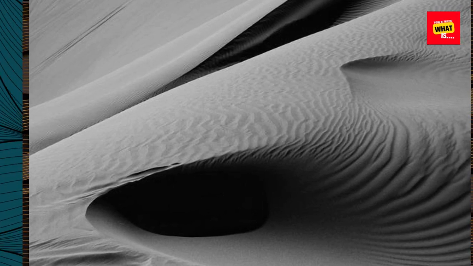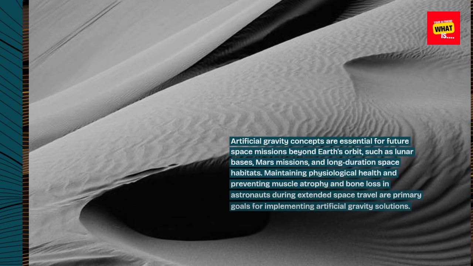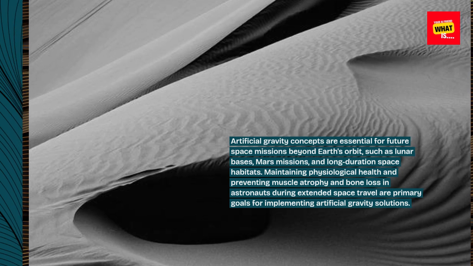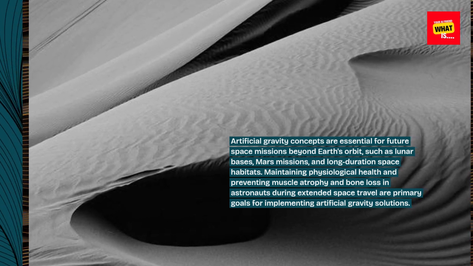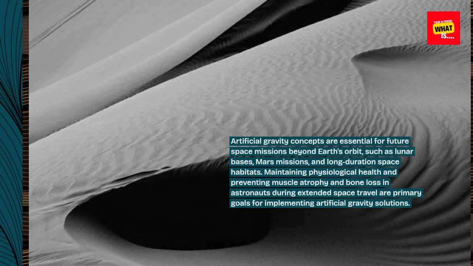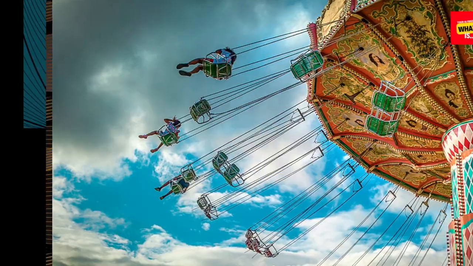Artificial gravity concepts are essential for future space missions beyond Earth's orbit, such as lunar bases, Mars missions, and long-duration space habitats. Maintaining physiological health and preventing muscle atrophy and bone loss in astronauts during extended space travel are primary goals for implementing artificial gravity solutions.